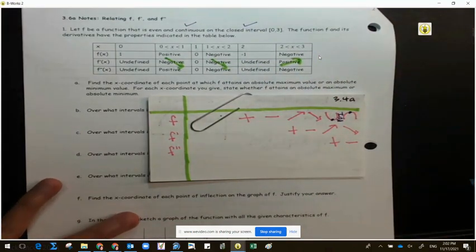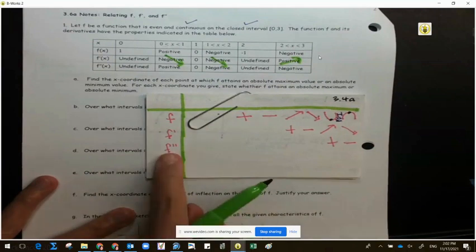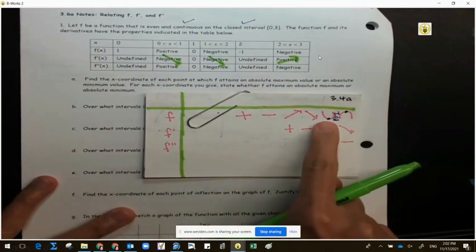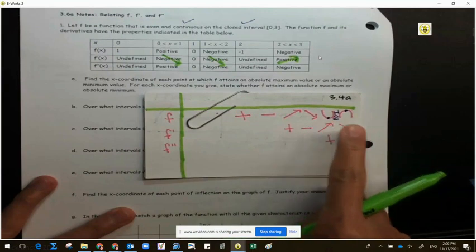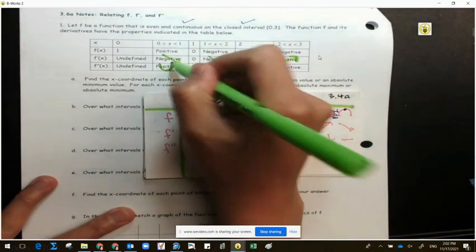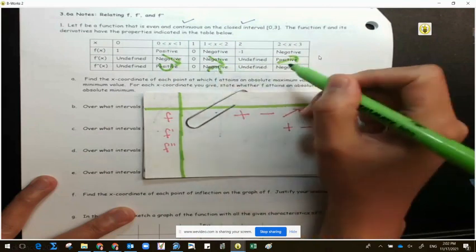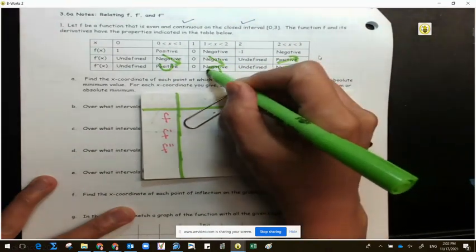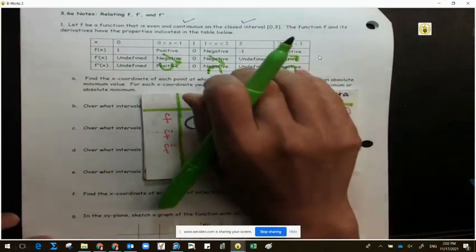And while we're at it, let's go to our double prime. When f double prime is positive, it's concave what? Up. When it's negative, it's concave down. So positive, concave up; negative, concave down. I'm only doing this because I'm thinking ahead.